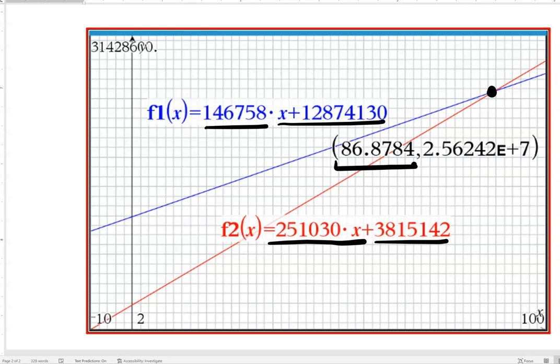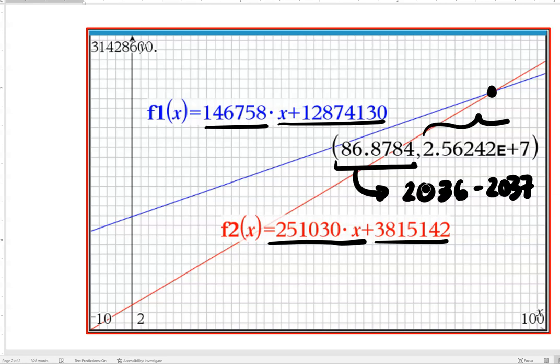Now remember, on my scaling, a number like 86 would mean 86 years after 1950. So 86 years after 1950, I think, is 2036, or approximately 2037 if you wanted to round this.